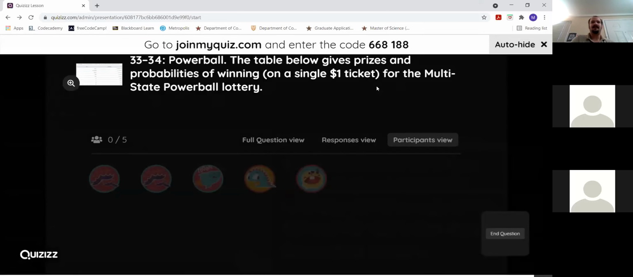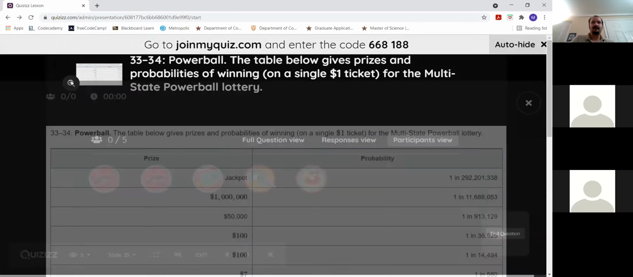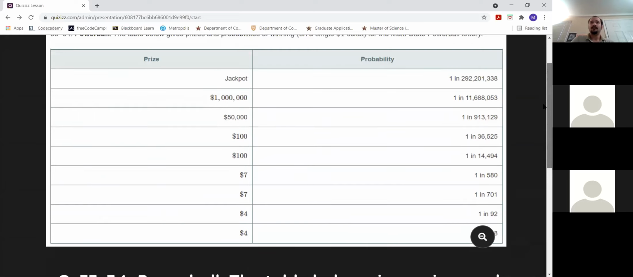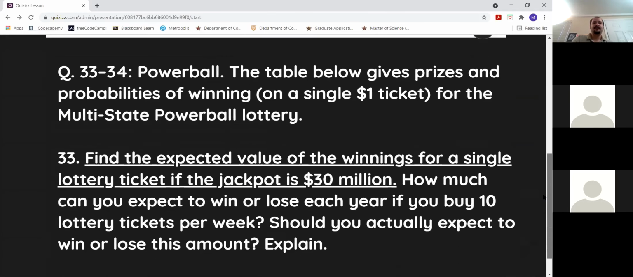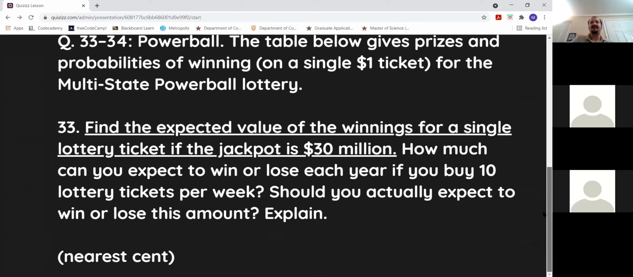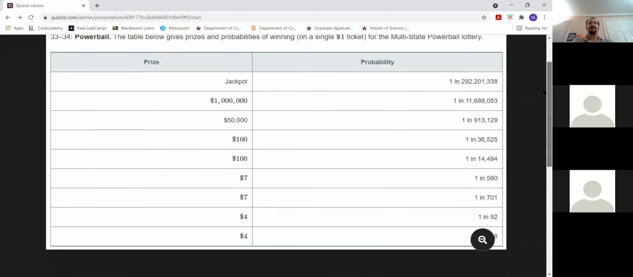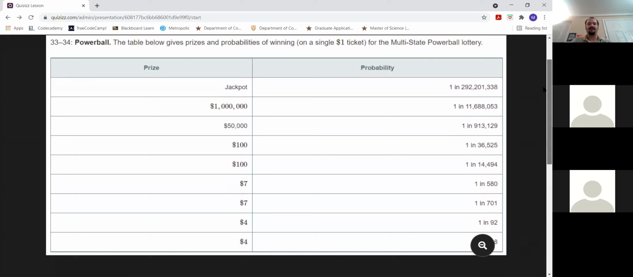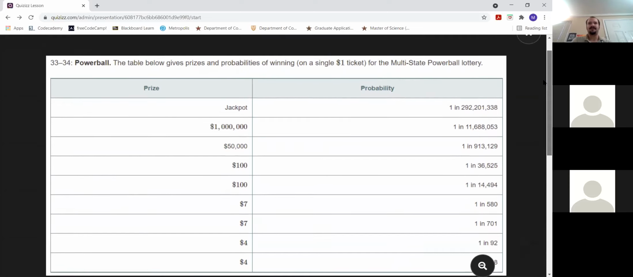Oh man, okay, I think this is the final question. Powerball. So basically we have this Powerball that we're playing on a single $1 ticket. We want to find the expected value of the winnings for a single ticket. The jackpot is 30 million. And then we'll do something stupid. If you do 10 a week, how much can you expect to win or lose?